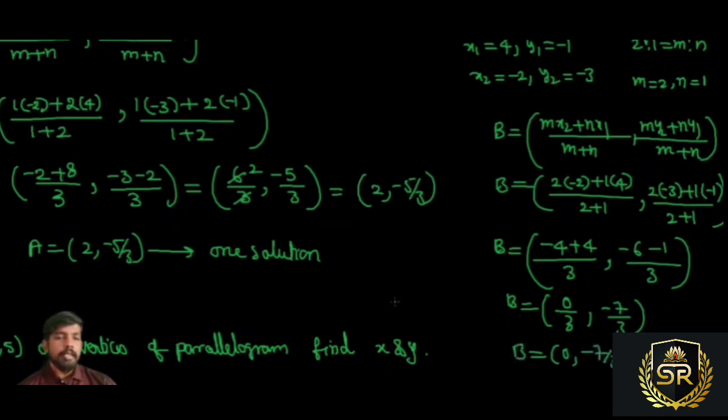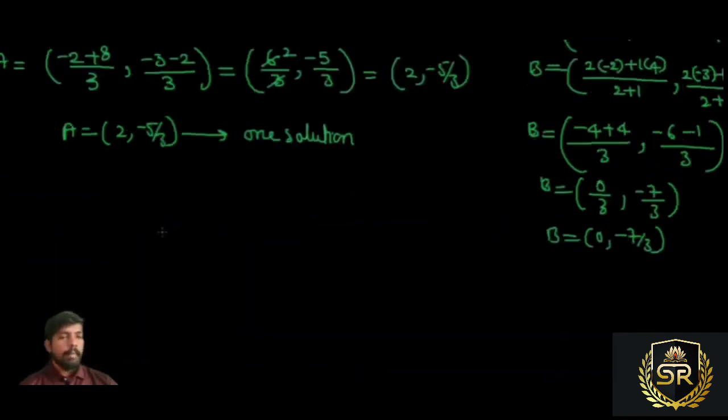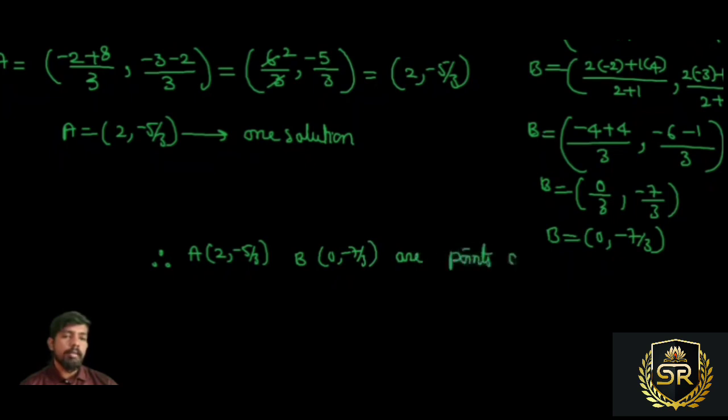These are the points of trisection. Therefore we can write B point this and A point this. Therefore we can write it as A (2, -5/3), B (0, -7/3) are the points of trisection. That's all. This is the solution.